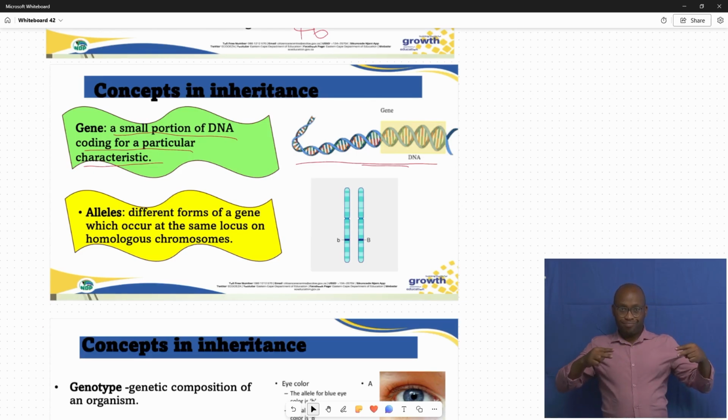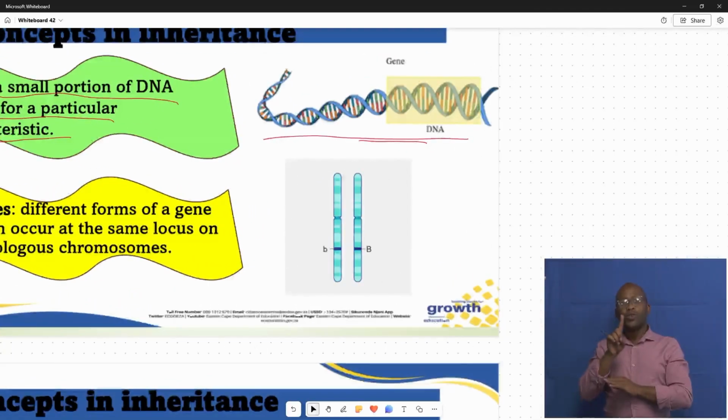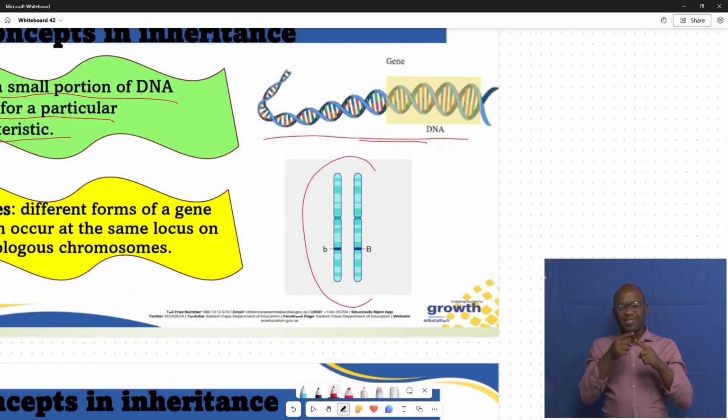And in term 1, we also learned that some parts of DNA are non-coding DNA. So very importantly, a small portion of DNA that codes for a particular characteristic is called a gene. But now remember, how do we find this DNA in the nucleus? We find this DNA in the nucleus in the form of chromosomes.